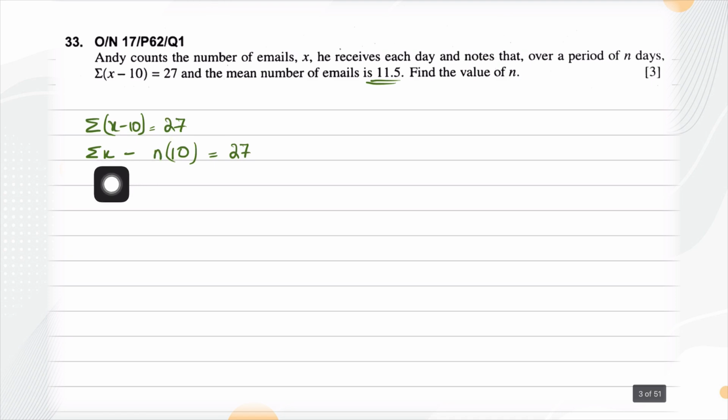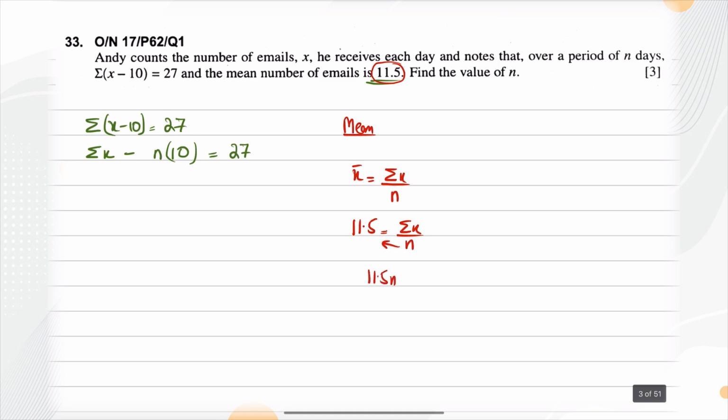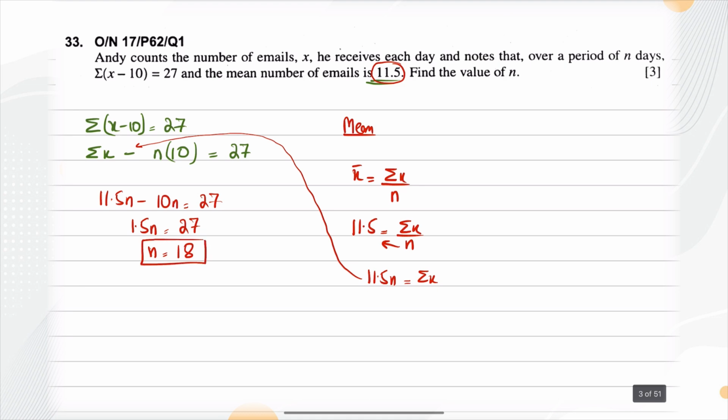So if somehow we're able to find out what summation x is, that means we can then find out the value of n. Now, if you read the question further, you can see that you're given the mean, which is 11.5. And mean, as we know, x bar, is equal to summation x divided by the number of terms. So if the mean is 11.5, summation x over n, so summation x would be 11.5n. That pretty much is all we need in order to solve this. So I can replace summation x with 11.5n minus 10n equals 27, and now you can see that we have one equation with one unknown, which means it's enough for us. So n equals 27 divided by 1.5, which is equal to 18. And there you go. The value of n is equal to 18.